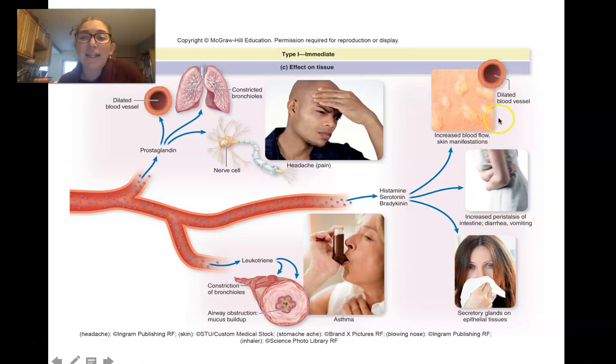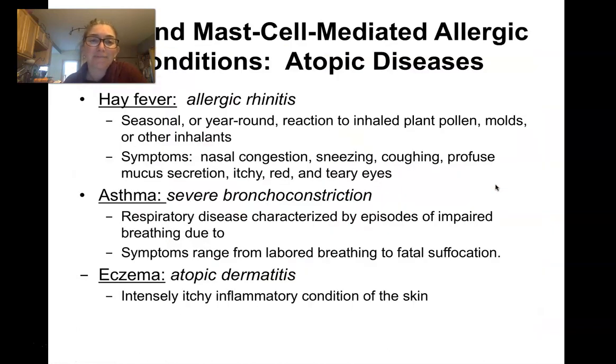dilation that leads to swelling and itching and redness, and also blood vessel dilation in the nose and eyes leads to fluid leakage, so you get a runny nose and runny eyes, redness of your eyes, and it can also cause intestinal issues, diarrhea, vomiting, etc.